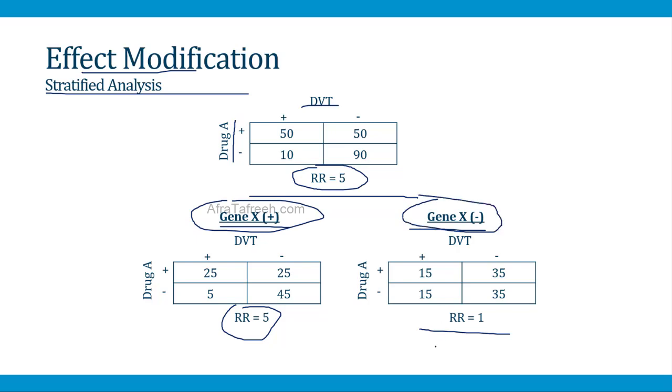So in contrast to confounding, where the relative risk was 1 in both groups in a stratified analysis, in an effect modification scenario, the relative risk will persist but only in one group, and that tells you that that subgroup contains an effect modifier for the drug you're studying.